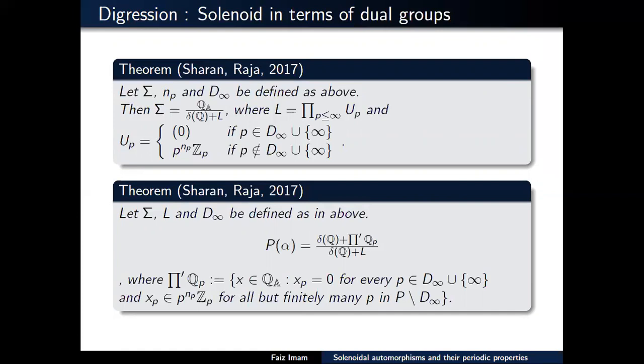These two results were proved by Sharan and Raja in 2017. They gave a characterization, and they did it for both the extreme ends: for the n-dimensional torus, which is sigma hat equal to Zn, and sigma hat equal to Qn, and they did it for the one-dimensional case. But all the characterization was done using the Pontryagin dual. In the first result they describe the solenoid, and in the second they describe the periodic points. My work is based upon doing the characterization in terms of inverse limit using height sequences.